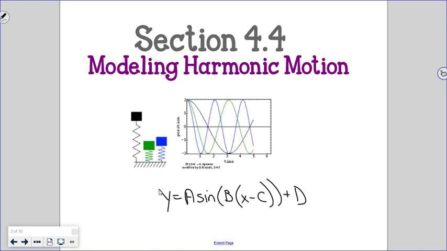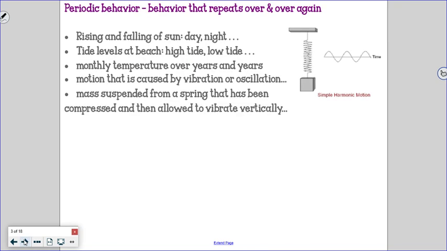It doesn't change what phase shift means, which would be where we start our graph. Those ideas don't change as our information given to us does. Okay, so keep that in mind. All right, so what is this idea of harmonic motion, modeling harmonic motion?